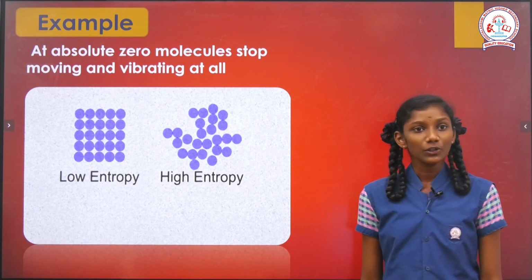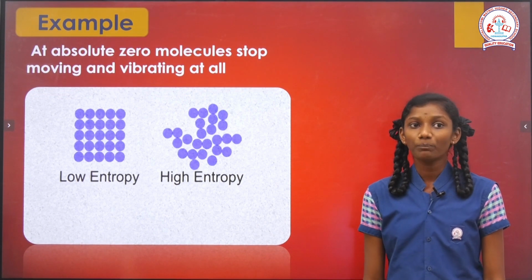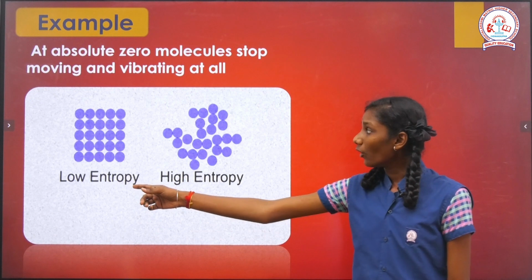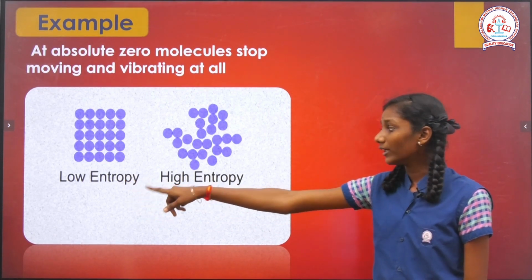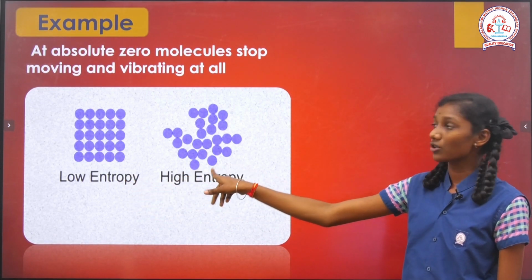Example, at absolute 0, the molecules stop moving and vibrating at all. At low entropy, the molecules stop moving, and at high entropy, the molecules start vibrating.